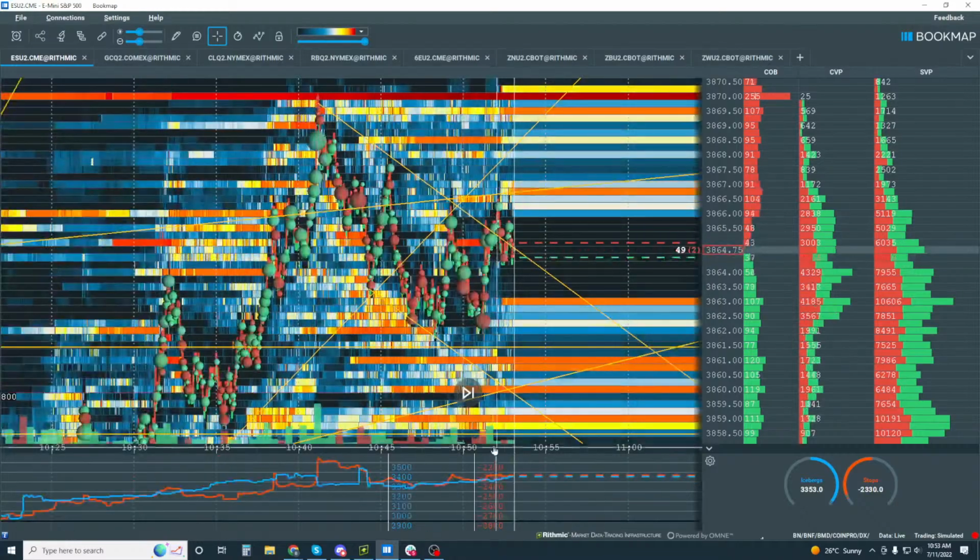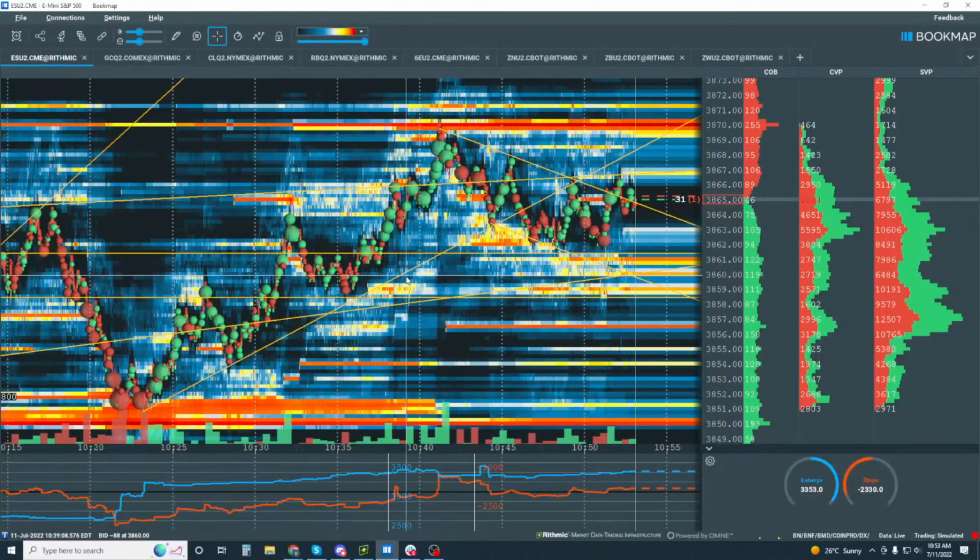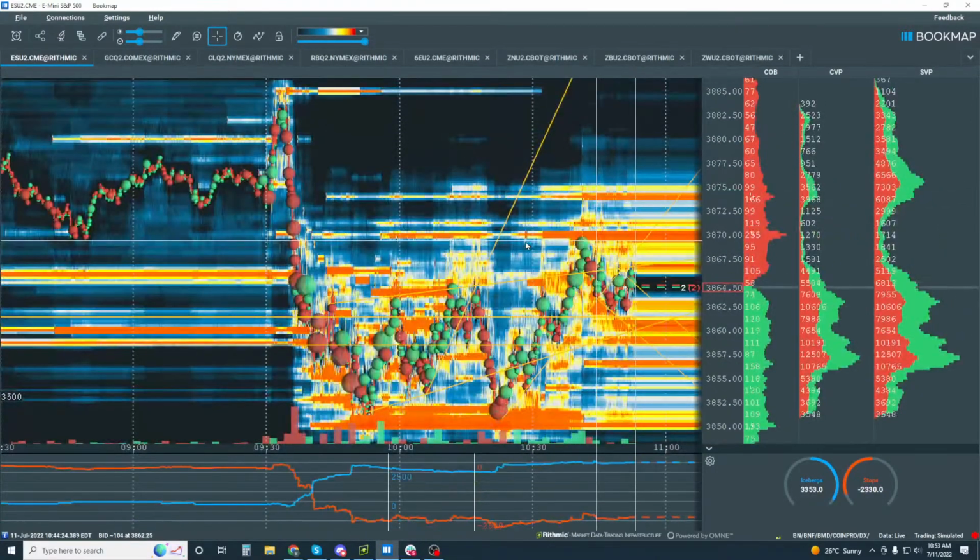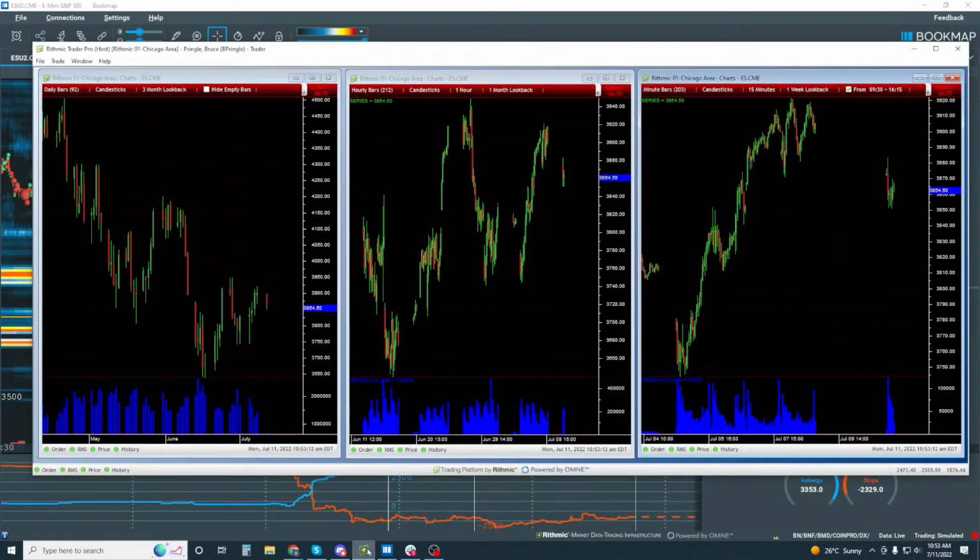All right, well, let's zoom out. Guys, we're going to veer away here for just a second, and we're going to come back to this. I want to look at the higher time frame.